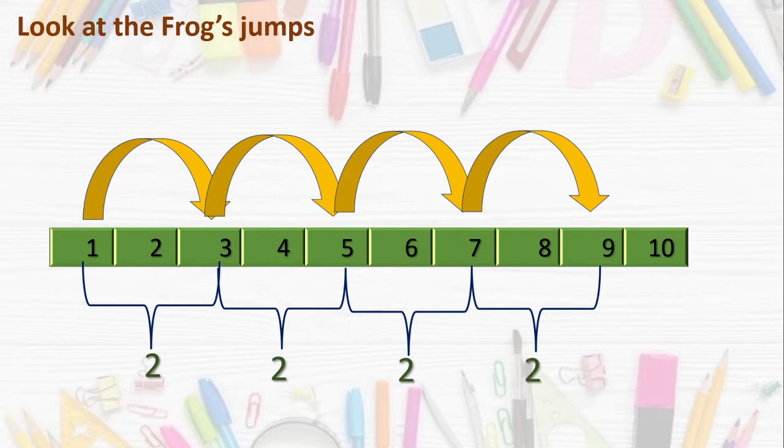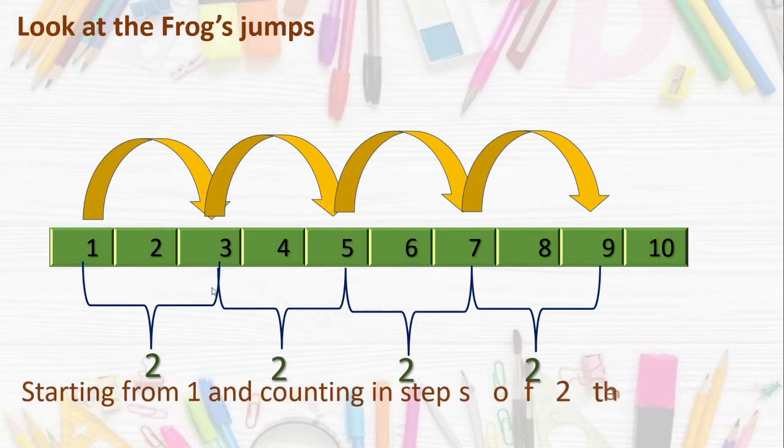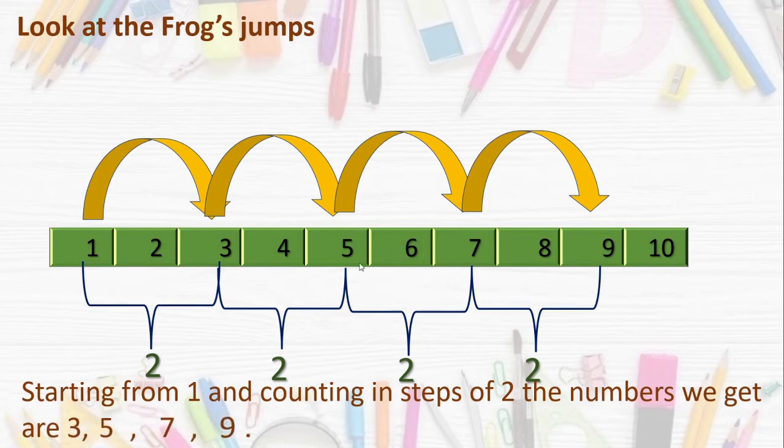Here because of this frog's jumps we got the numbers that is 3, 5, 7 and 9, as the frog jumped in steps of 2. Got this? Means that each number has a difference of 2. Right? That is 3, 5, 7, 9, etc. What is the difference? 2. Right?